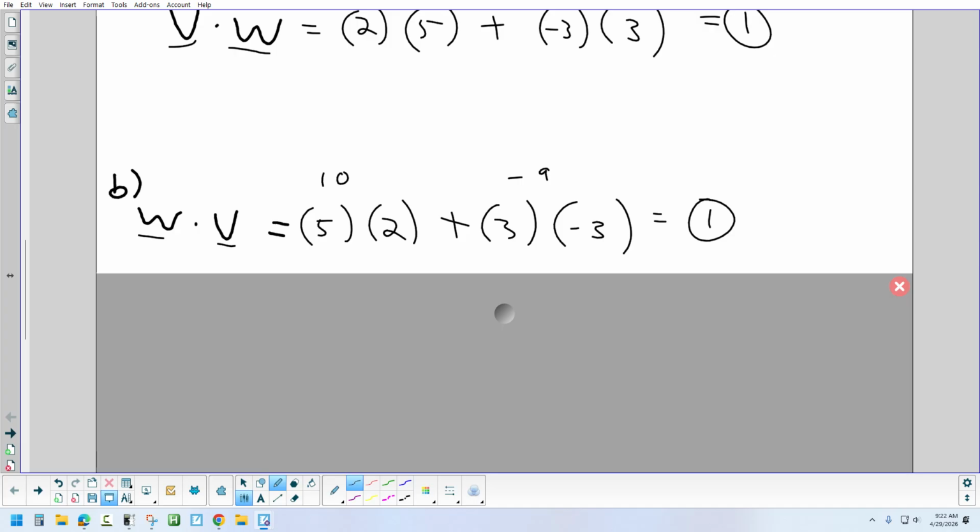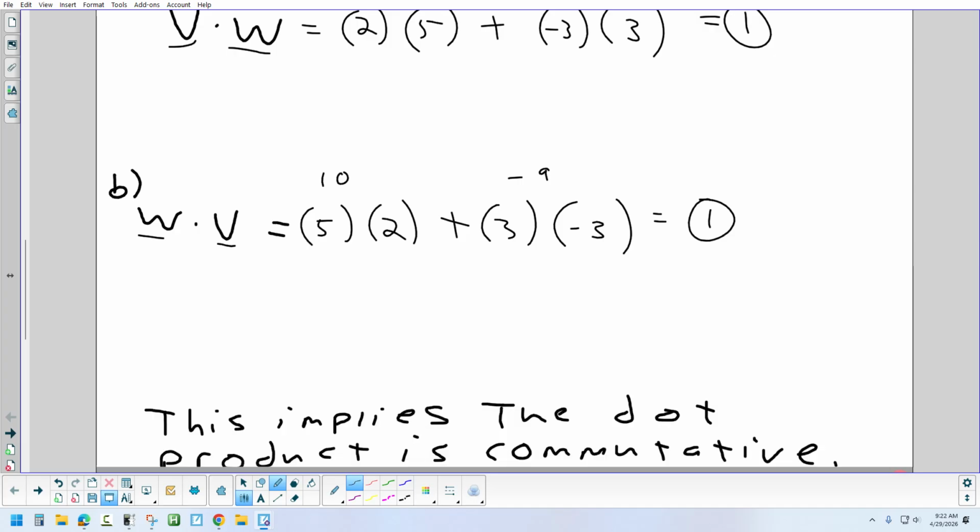But I will tell you, this always works. You can switch the order and it never changes the answer. And what is that called when you can switch the order, when you get the same answer? So associative is one of them that we talked about. That has to do when you change the parentheses. This is commutative. Yep. So this shows us that the dot product doesn't really prove it, but it does work all the time. Okay, it is commutative.